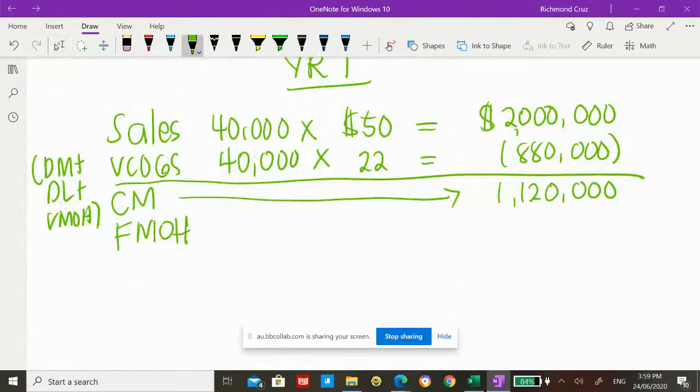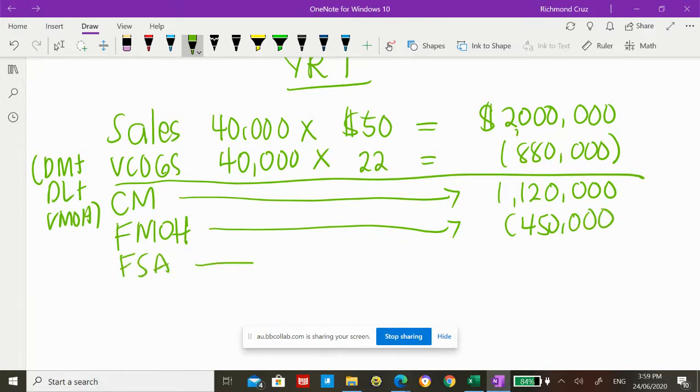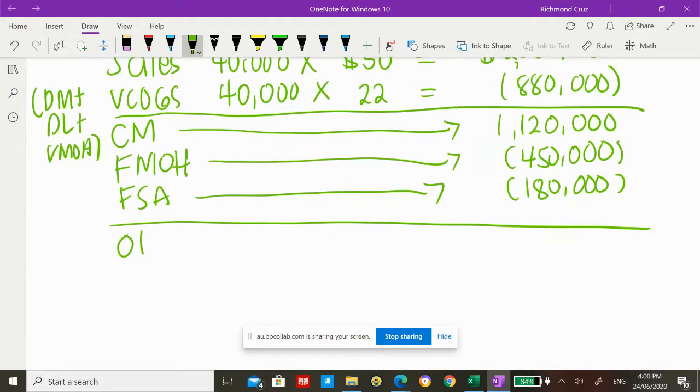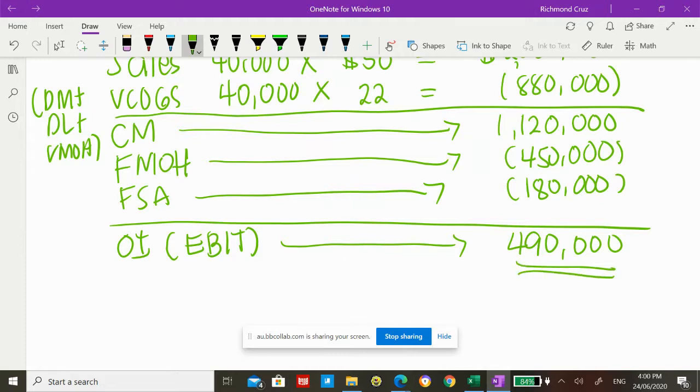The fixed manufacturing overhead is 450,000, so minus 450,000. And also we have fixed selling and admin expense, and that is 180,000. So therefore, the operating income, or the earnings before interest and taxes, under variable costing will give us 490,000 for year one. So this is for year one.